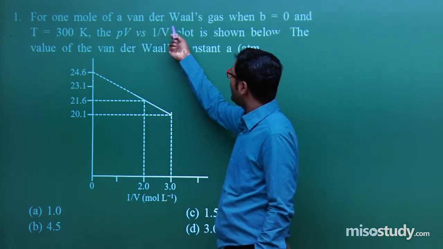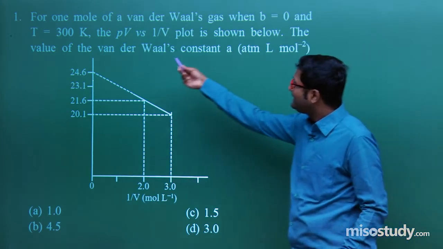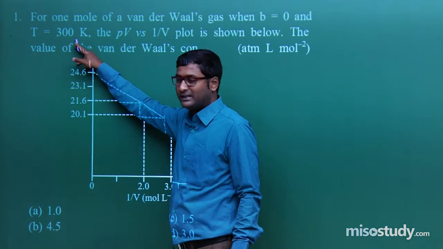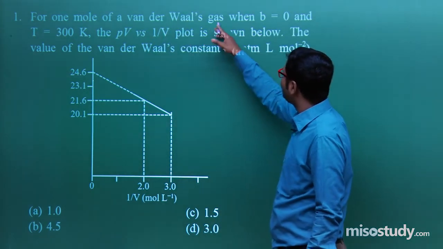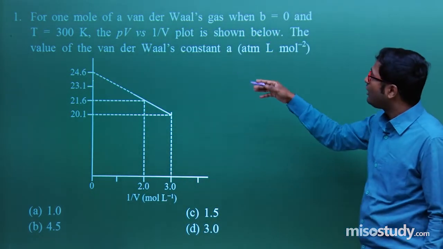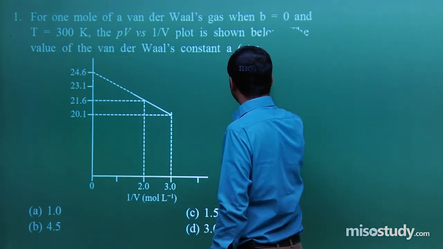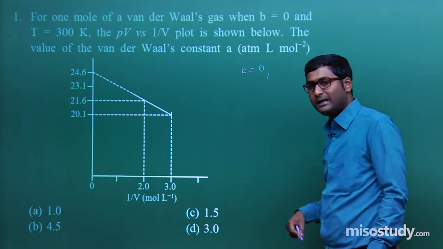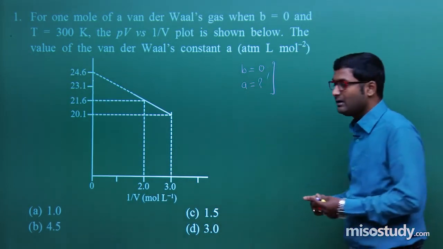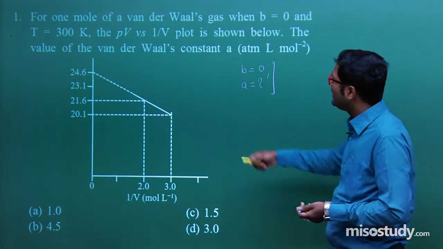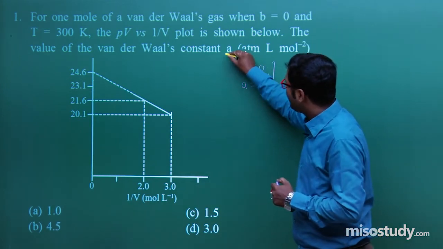For 1 mole of a van der Waals gas, when B is equal to 0 and T is equal to 300 Kelvin, clear? The PV versus 1 upon V plot is shown below. The value of van der Waals constant A, that is here B is given equal to 0, clear? We have to find the value of A. Now listen to the question carefully. Van der Waals gas for 1 mole and we have to find A.